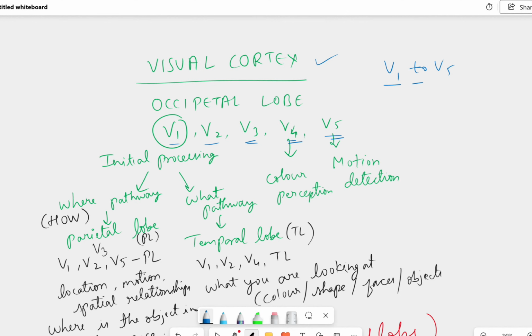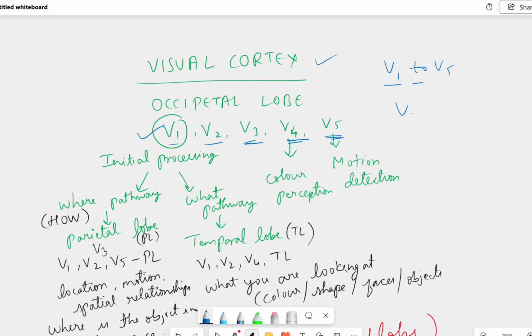Now we'll understand about the visual cortex. The visual cortex is not a single uniform area, okay? It is a hierarchy of specialized regions, each handling different aspects of visual information. And the labels which we have given to these visual areas are V1, V2, V3, V4, and V5. And remember, there is sequential visual processing happening in these areas.